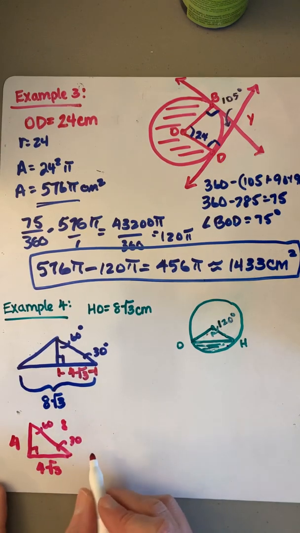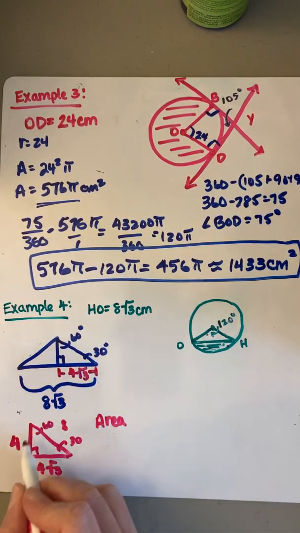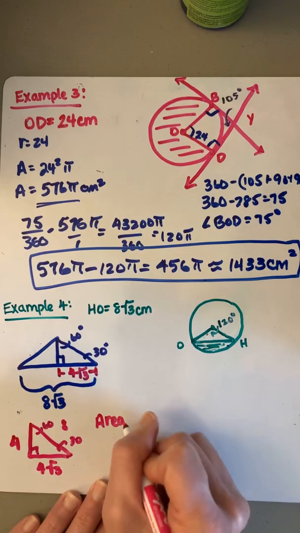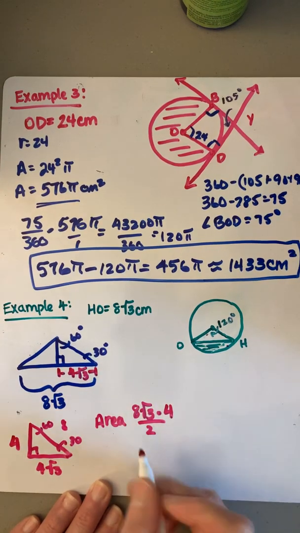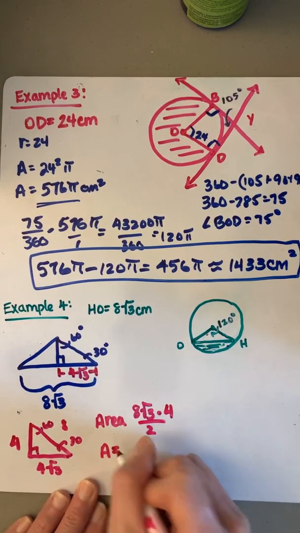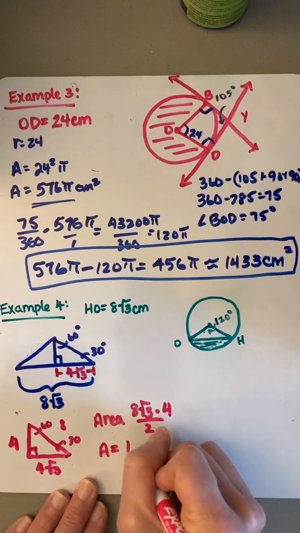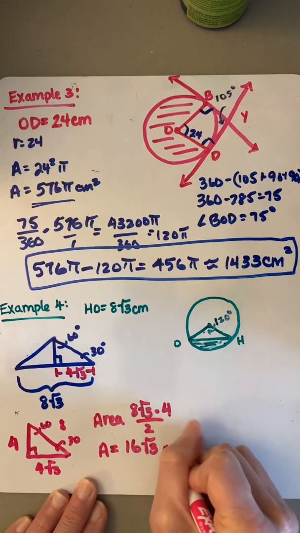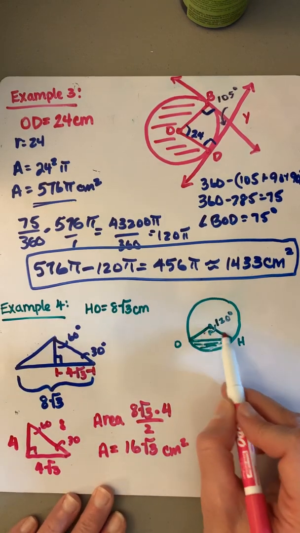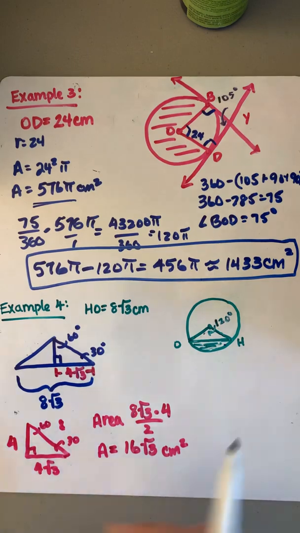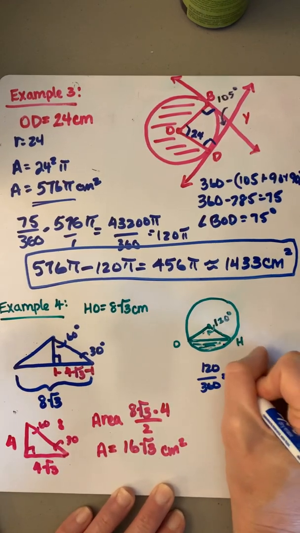So from here, I can find the area of the triangle, of the whole triangle, or this one. Let's go ahead and do the whole blue one. And so that means it's going to be 8 times the square root of 3 times the height, which was 4, divided by 2. So the area is going to end up being 32 times the square root of 3 over 2, or 16 times the square root of 3 square centimeters. So that's the area of the triangle. And now if I find the area of that sector, I know that 120 out of 360 degrees is 1/3 of my circle.